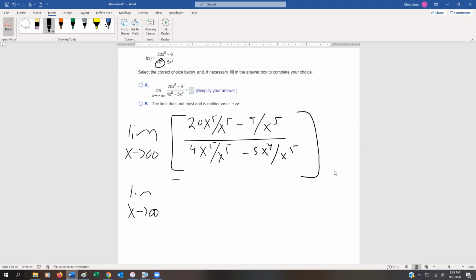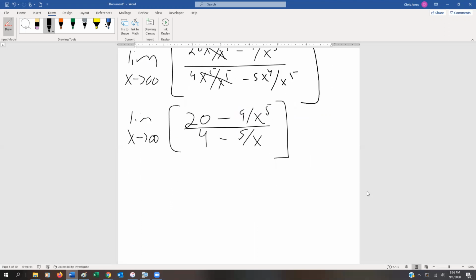So the limit as x approaches infinity. Now x to the fifth over x to the fifth cancels, and we're left with 20. We have 9 over x to the fifth. x to the fifth over x to the fifth just becomes 4. And then 5x to the fourth over x to the fifth just becomes 5 over x. Right? And now what happens when we substitute infinity back in? Well, we get 20 minus 9 over infinity to the fifth, divided by 4 minus 5 over infinity.